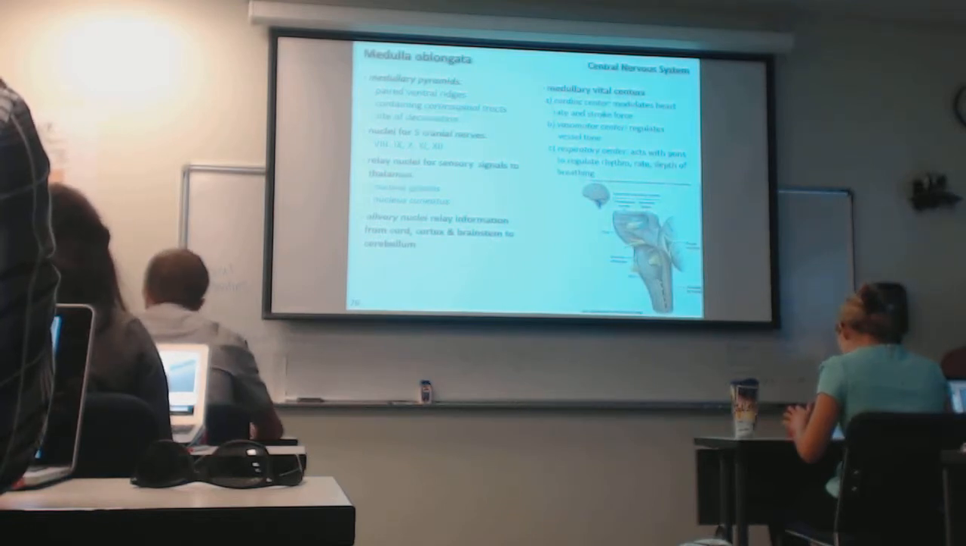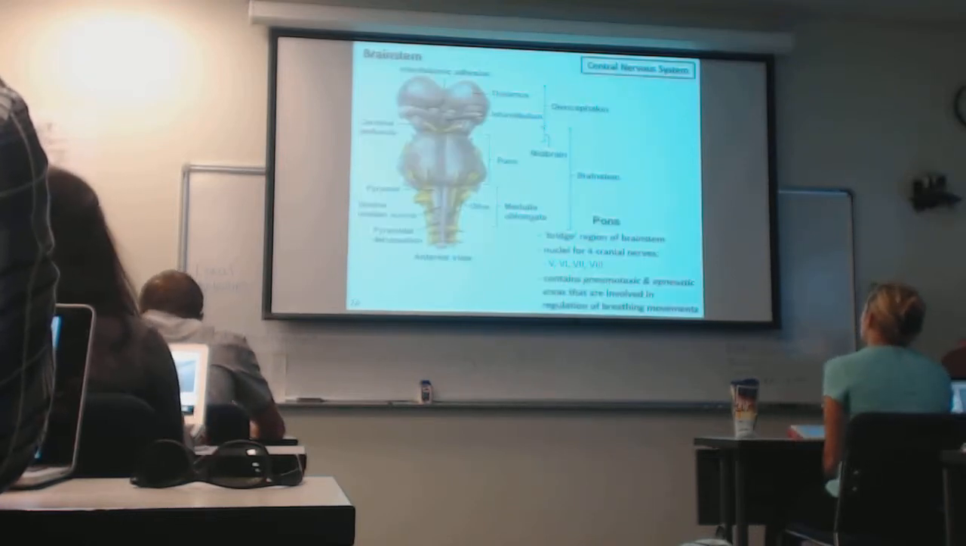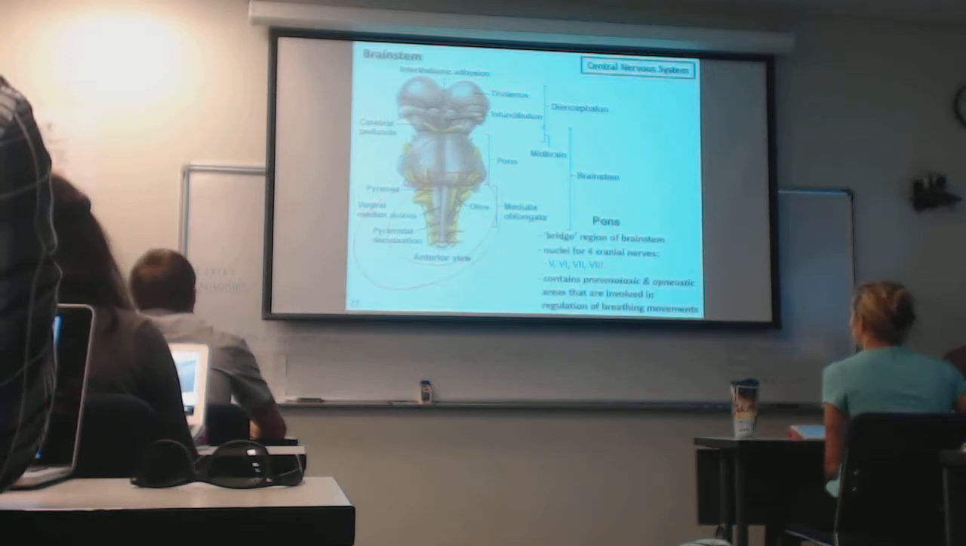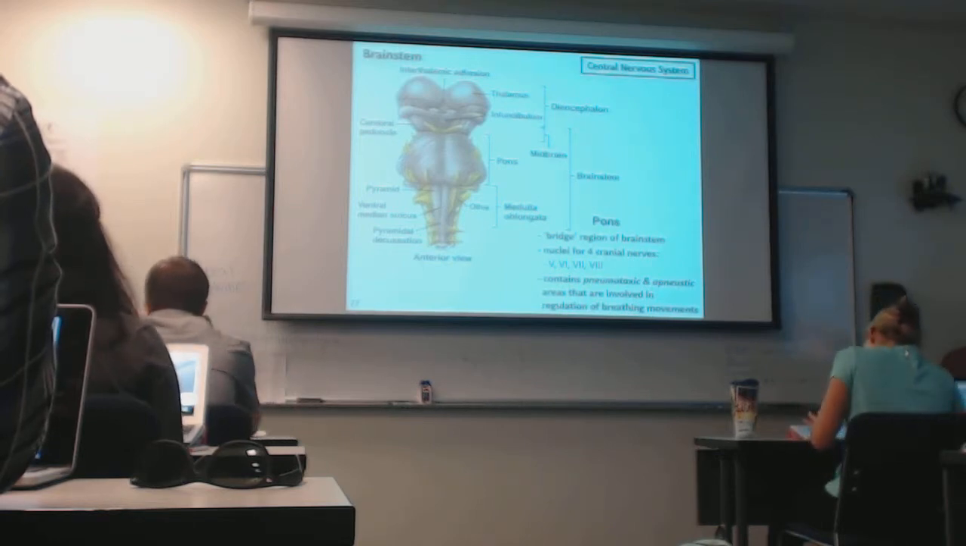We talked about some of the important functions. Now, let's see if we have an illustration of this. Yeah, you can sort of see it here. So let's talk a little. Here we are. Here's the medulla down here. And we're looking at it anteriorly. These are called the medullary pyramids.